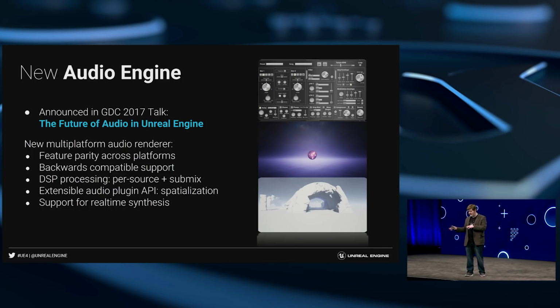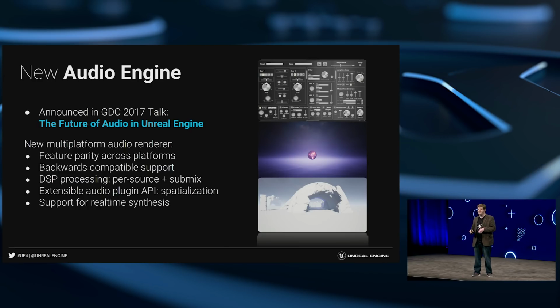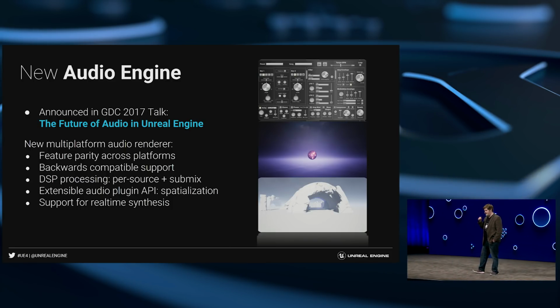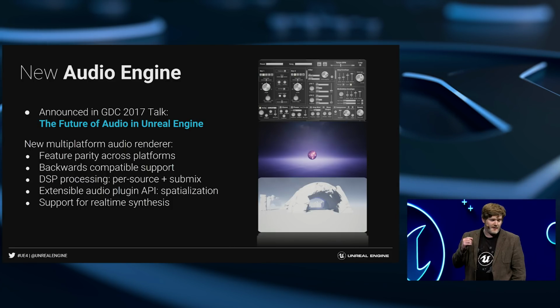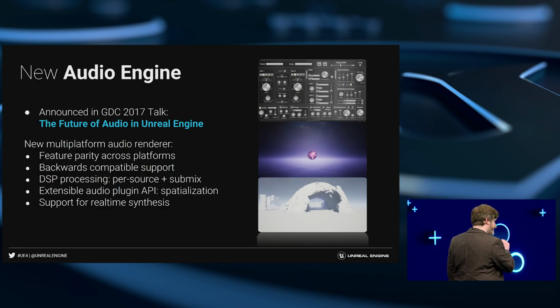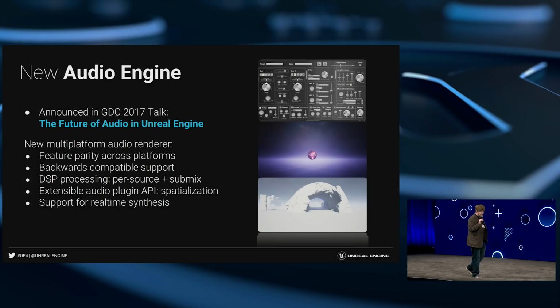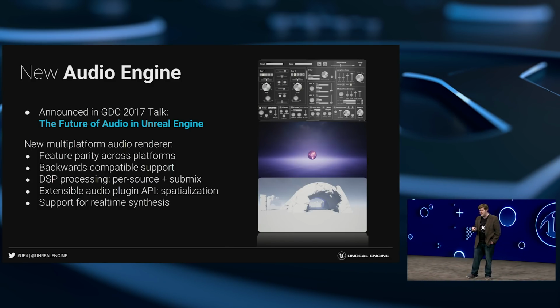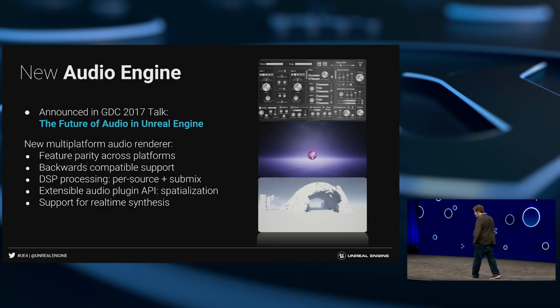And before I get into the last couple of years, I just kind of want to go over what that is and what it even means to write an audio engine in Unreal Engine. First and foremost, we are a multi-platform audio renderer. That means across platforms, we have feature parity. That means that a feature that works on PC should and will totally work on any other platform like Xbox One, PS4, Switch, Android, etc.